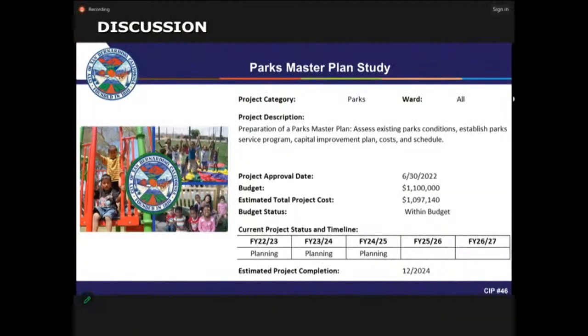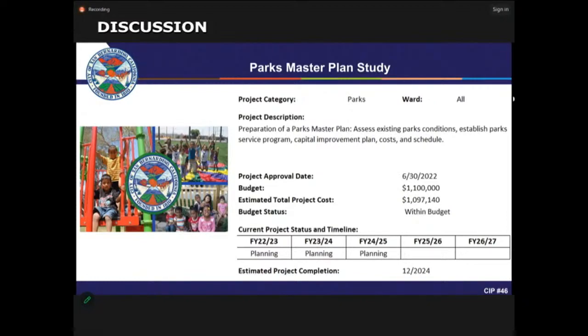The next project on the list is the Parks Master Plan Study. This is a planning study for the overall parks program. Work includes preparation of a parks master plan, assessing existing parks conditions, establishing park service program, developing capital improvement plans, including cost and schedule information. Total budget for the project is $1.1 million. The planning is currently in progress, and anticipated completion for planning is December 2024.